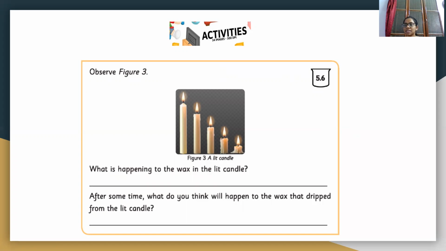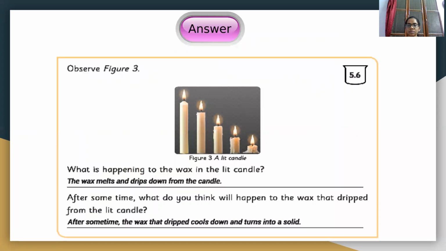Okay, let us see the answers. Here the wax melts and drips down from the candle. After some time, the wax that dripped cools down and turns into solid. Here, the candle is a solid. Once we light the candle, it starts melting. That is, solid is converted into liquid.